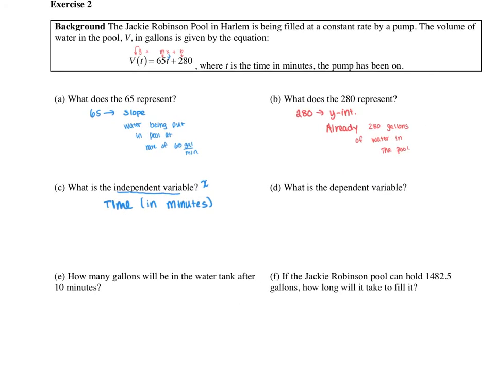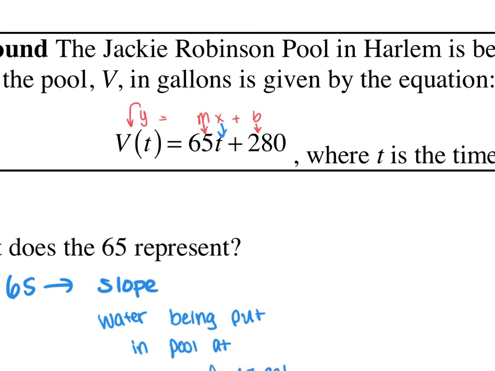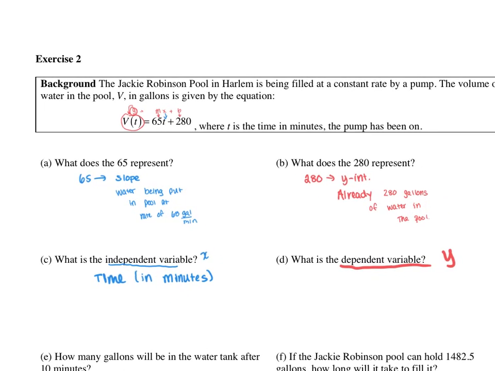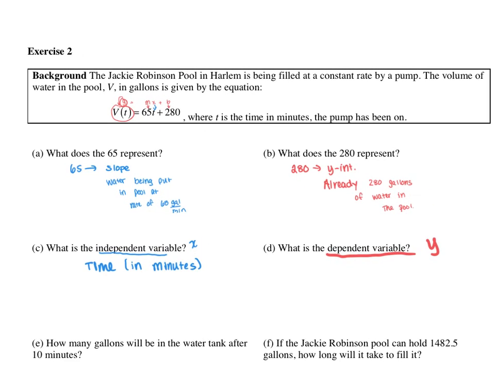Part D, the dependent variable. When we look at dependent variables, this depends on your x value. So in this case, we're looking at our y-axis or our y values. If you look in our equation, where we have our y is where V of T is. So we're saying that the gallons of water in the pool is our dependent variable.